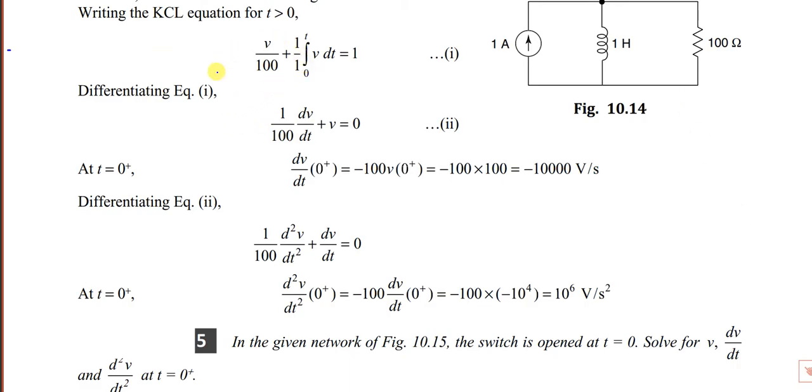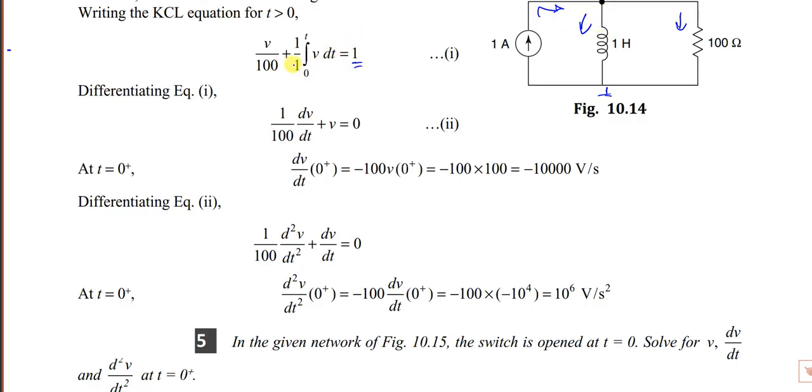If you apply KCL, this 1 amp is going through this and this. The current going to the node is equal to the current leaving from the node. Or you can write all the currents going towards the node, minus 1, is equal to the current leaving from the node. So the current going to the node is 1 amp, and the current leaving from the node is this. So this you can consider a reference. So what is the expression?